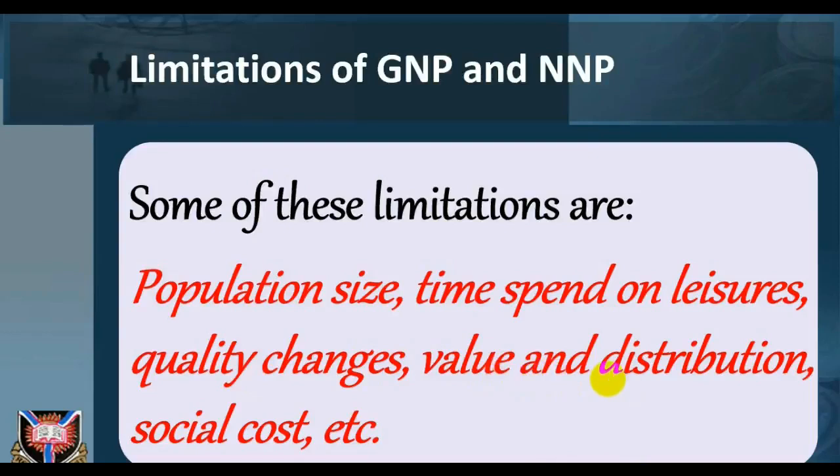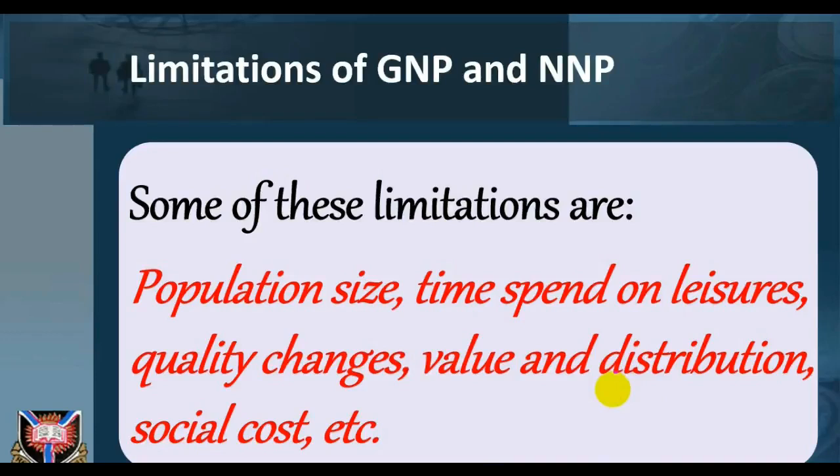Both GNP and NNP say nothing about the social desirability of the composition and distribution of the nation's output. Each good and service produced is valued at its price. If the price of a Bible is 100 naira and that of a pornographic book is 100 naira, both are valued at 100 naira each and entered into the GNP computation without revealing their relative importance.